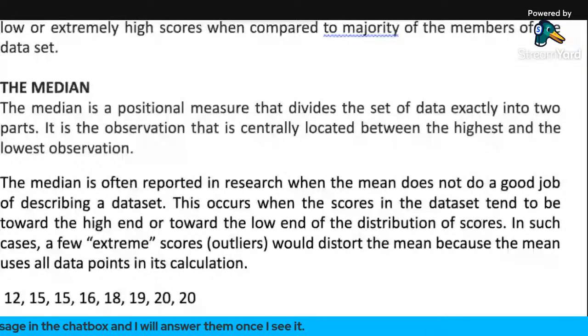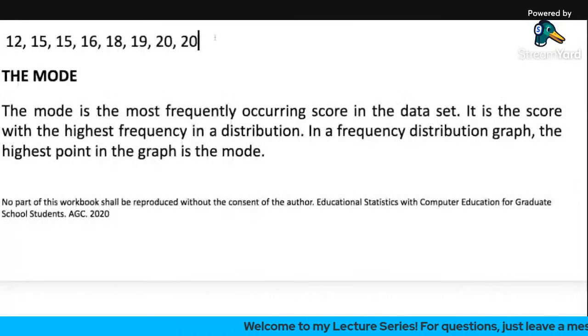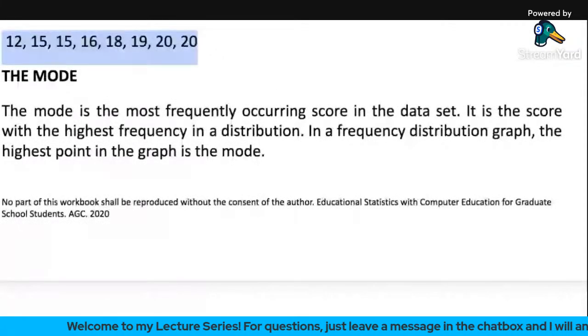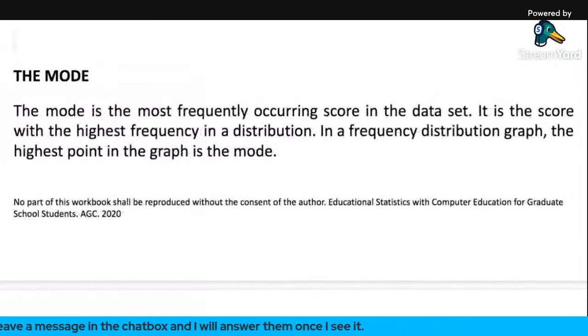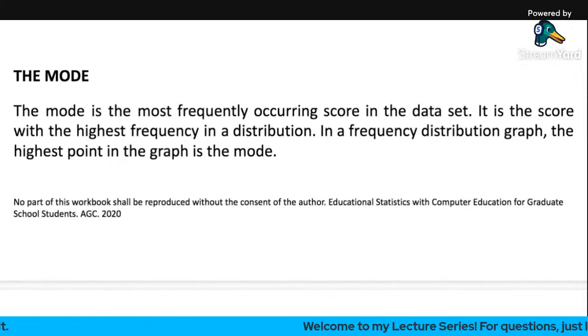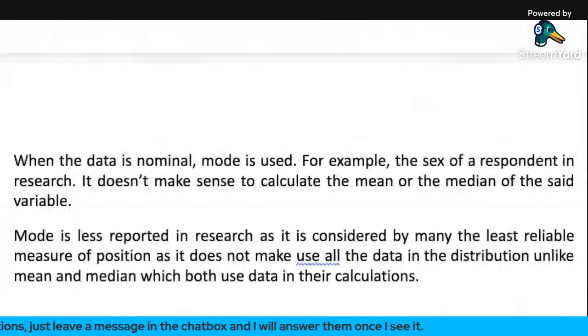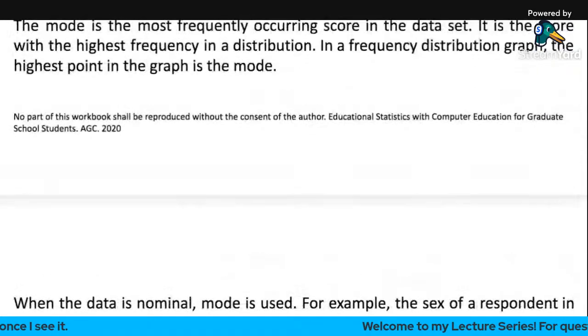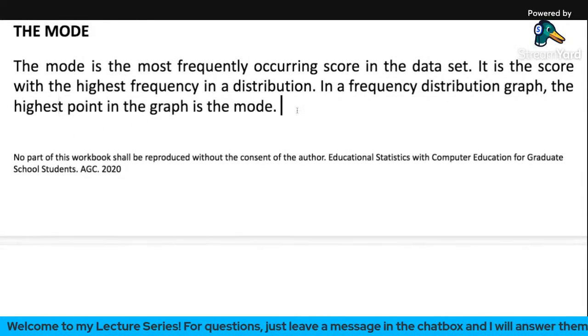So for the mode, okay, the mode is the most frequently occurring score or number in the data set. It is the score with the highest frequency in a distribution. In a frequency distribution graph, the highest point in the graph is the mode. So in other words, when we talk about the mode, ito yung pinakamaraming beses na nag-o-occur na scores. Okay? So for the mode, pwede siyang unimodal, isa lang, isang score lang yung may pinakamaraming frequency na nauulit. Pwede rin namang bimodal, ibig sabihin dalawa yung mode. Okay, pwede rin naman tri and so on or multimodal.